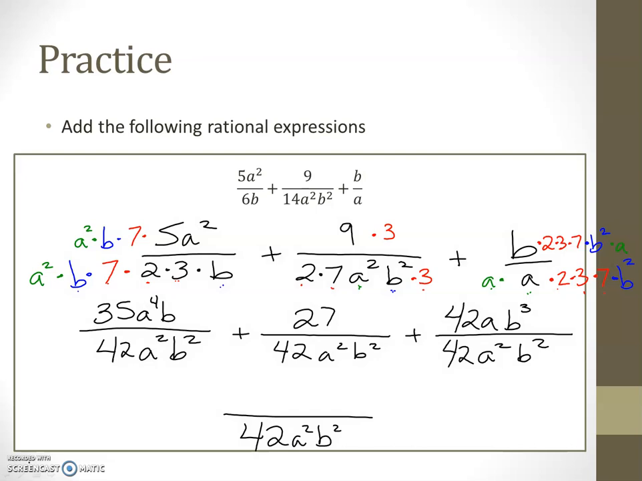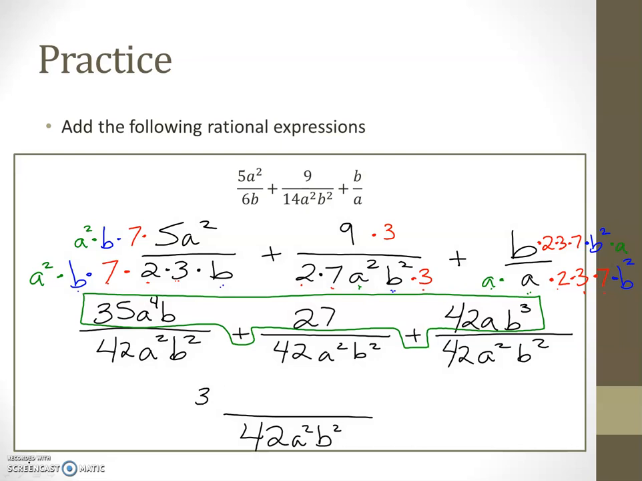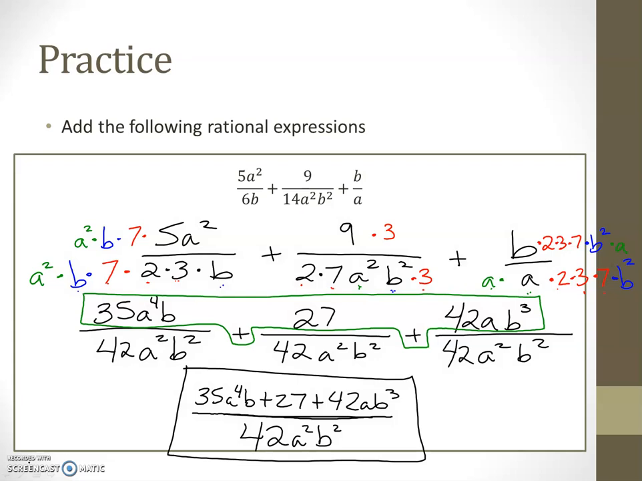And now I can just add everything together up top. And my goodness, this looks confusing. How are we going to add that? Well, guys, none of those are like terms. So we can't even really add them. We're just going to write it as 35a to the 4th b plus 27 plus 42ab cubed. And that's all the more that we can do with that one there. We got it to be a common denominator. We wrote it as a single fraction. And that's it. So we just went through a couple examples where there were monomials.